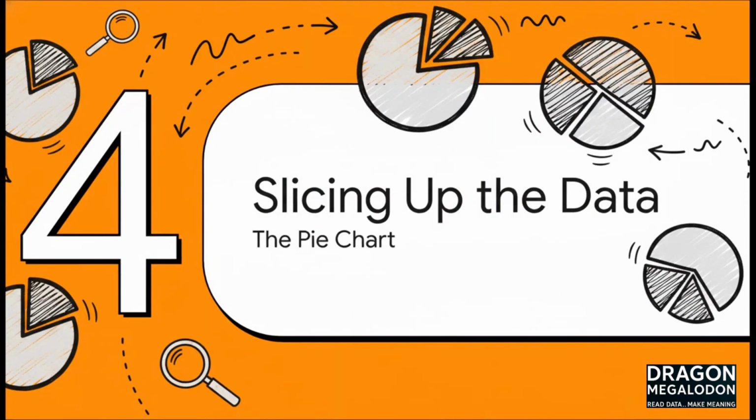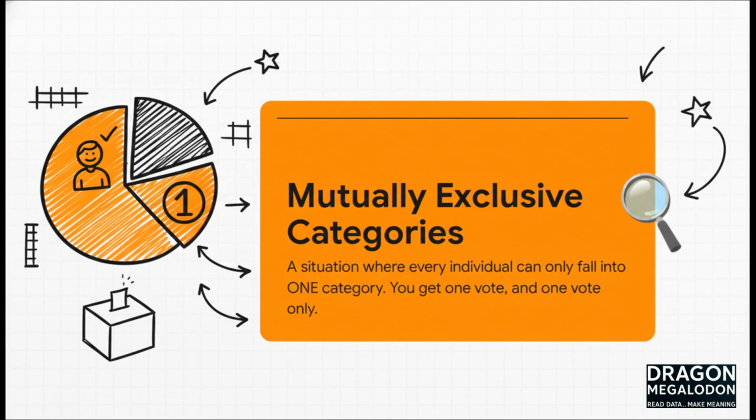Okay, on to our final tool. This is the one you've definitely seen everywhere, from business reports to news articles, the pie chart. Its job is very specific, to show how a single whole thing is divided up into parts. But pie charts have one non-negotiable, absolute golden rule. They only work with what's called mutually exclusive data.